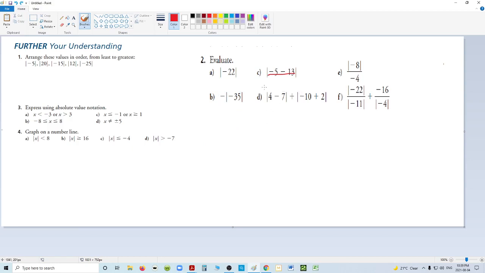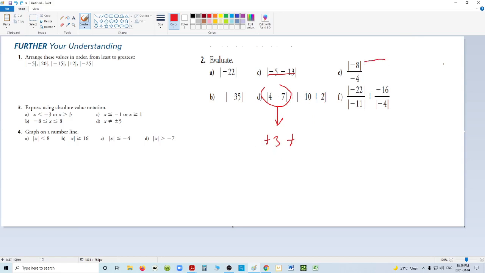And then D, you've got to subtract what's in the bracket first. You get minus 3, and what's the absolute value of minus 3? Plus 3. Then you've got to add it. What's minus 10 plus 2? It's minus 8. What's the absolute value of minus 8? 8. 3 plus 8, 11 is the answer, positive 11. So you see you got to evaluate what's inside the absolute value first like it's a bracket.